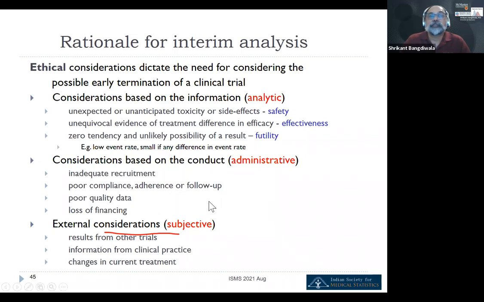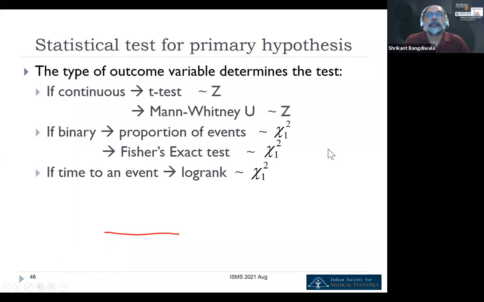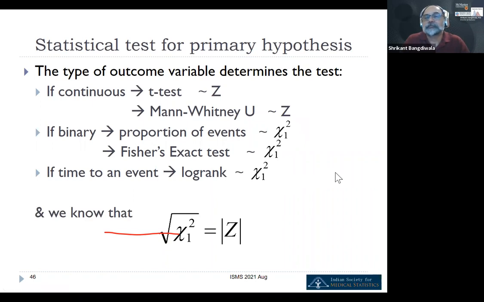Now, these are subjective things, administrative and subjective ones. I'm going to talk about how we handle these here, because there's a basis on information. So primarily based on the testing of the primary hypothesis. So remember that the primary hypothesis testing is basically crude under ITT. It's very, very simple, right? And those simple tests are either Z tests asymptotically, or they're chi-squared 1 degree of freedom tests asymptotically. And we know that the square root of the chi-squared test is the Z. I'm going to talk in terms of Z.